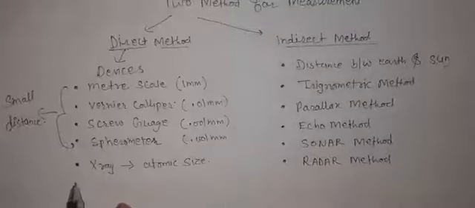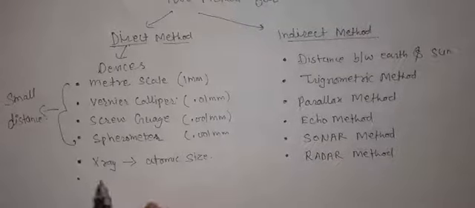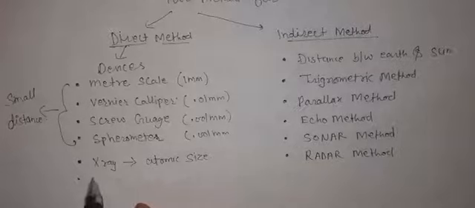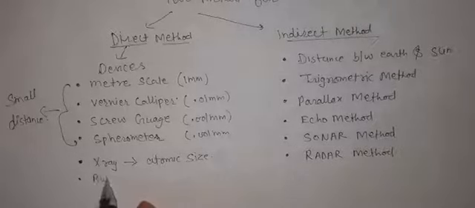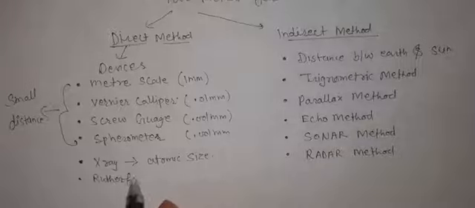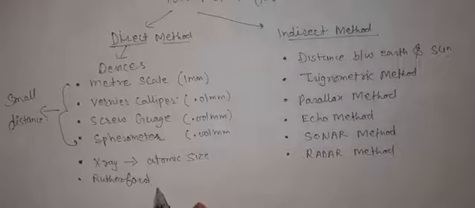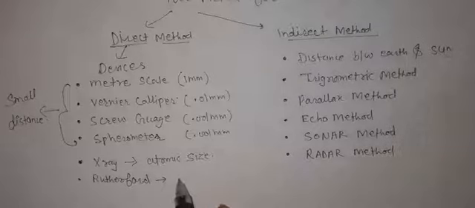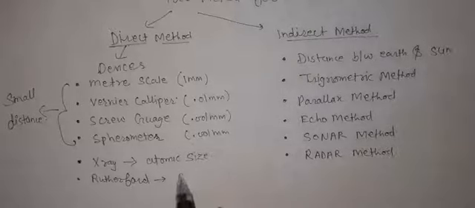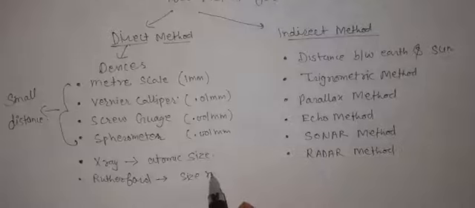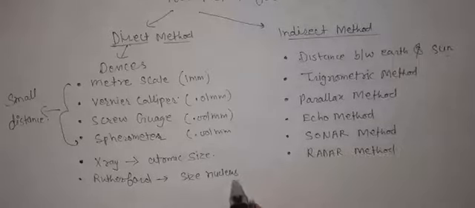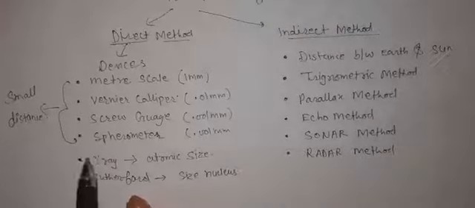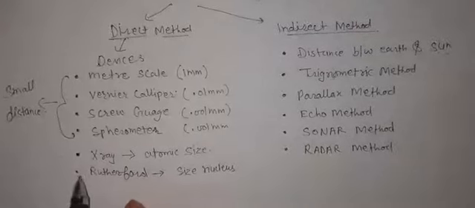Next method which we can use is the Rutherford method. Rutherford performed the alpha scattering experiment. So he helped us to know the size of the nucleus. The nucleus size is very small, so this is a method which is used for small distances.